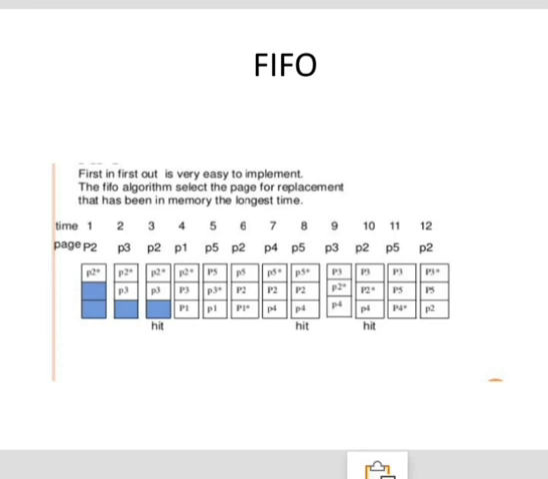So the first algorithm is the first in first out page replacement algorithm. This is very easy to implement. The first in first out algorithm selects the page for replacement that has been in the memory the longest time. So here time is given from 1 to 12 and the pages P2, P3, P2 and so on are given here.